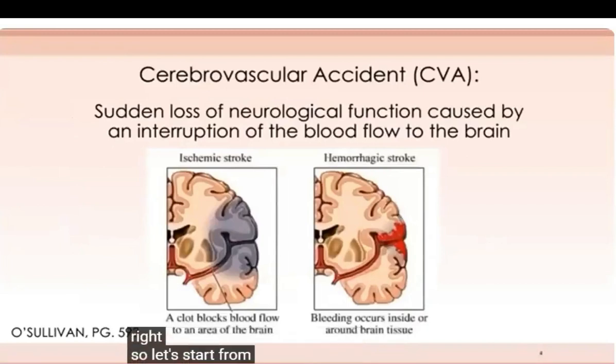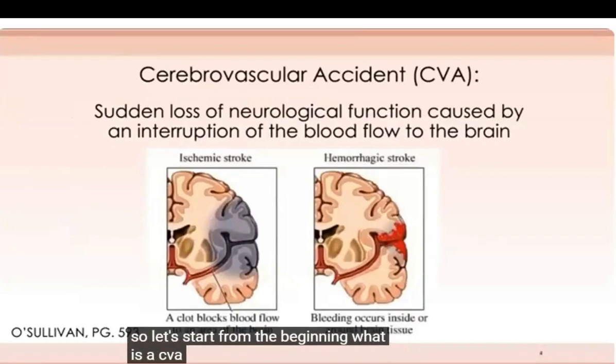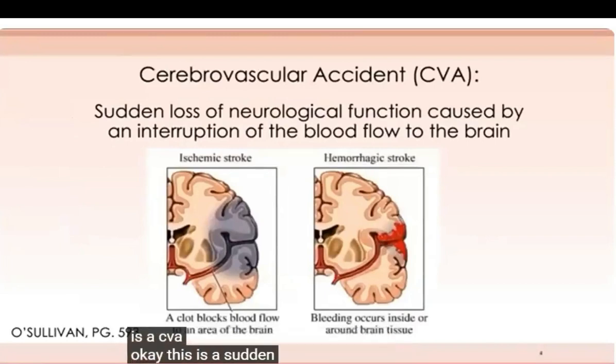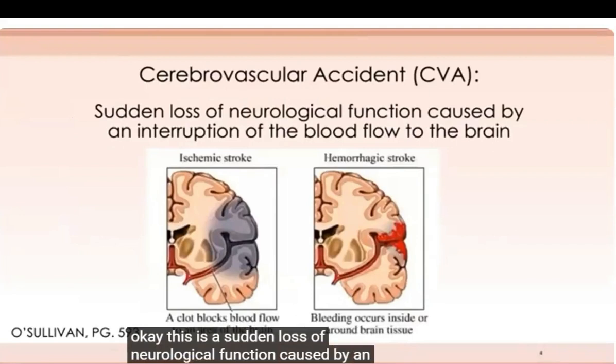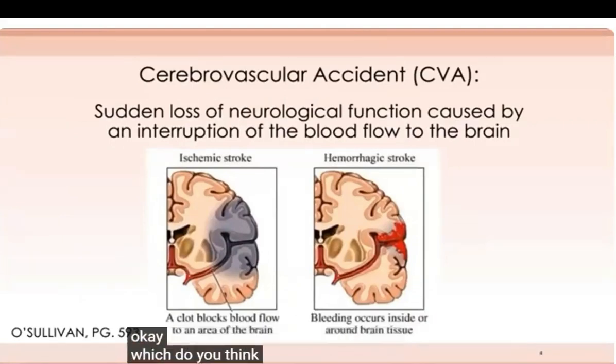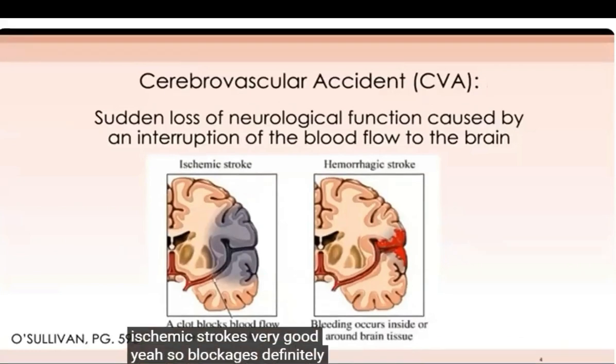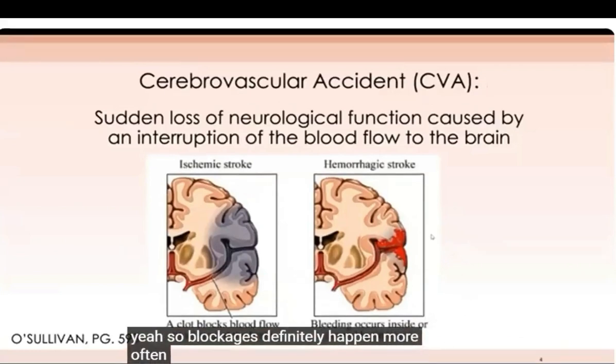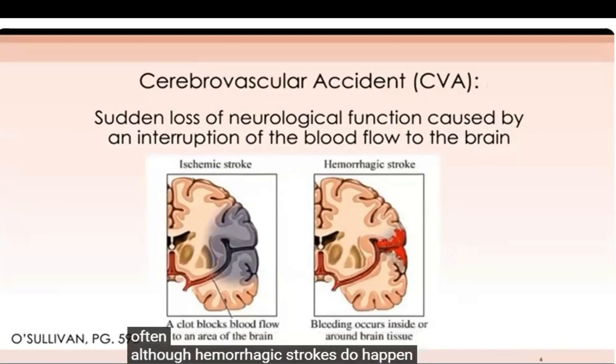So let's start from the beginning. What is a CVA? Okay, this is a sudden loss of neurological function caused by an interruption of blood flow. It can either be by a blockage or by excessive bleeding. Which do you think happens more often? Ischemic strokes, very good. So blockages definitely happen more often, although hemorrhagic strokes do happen.